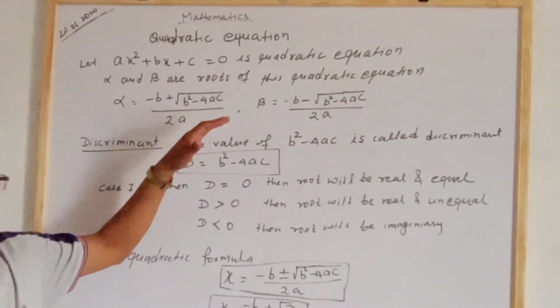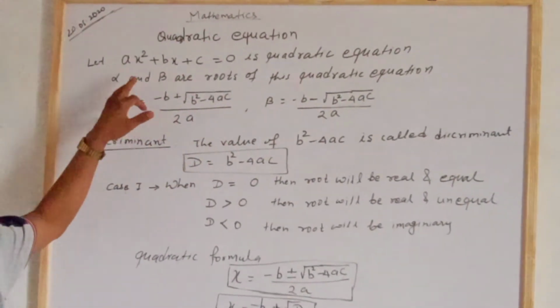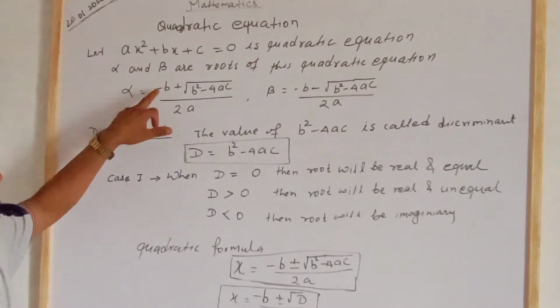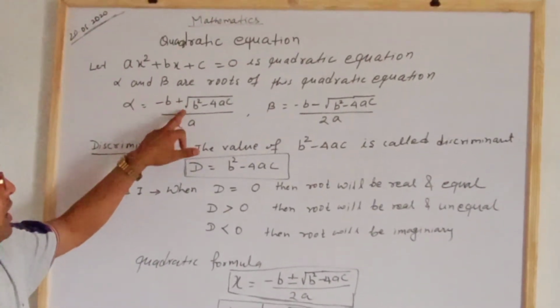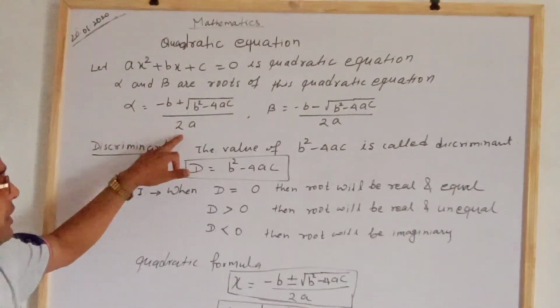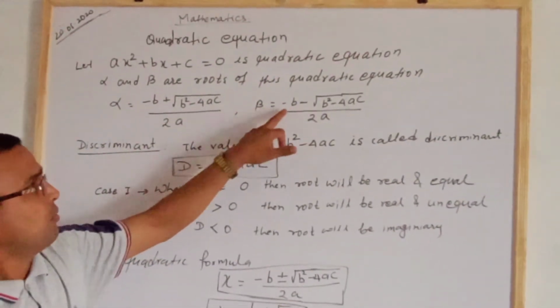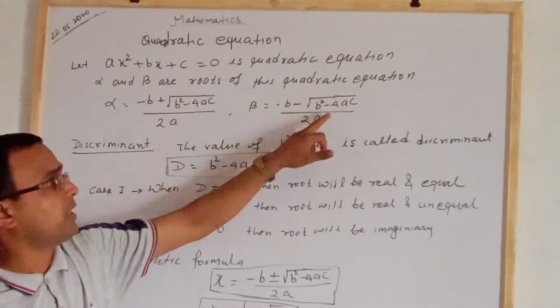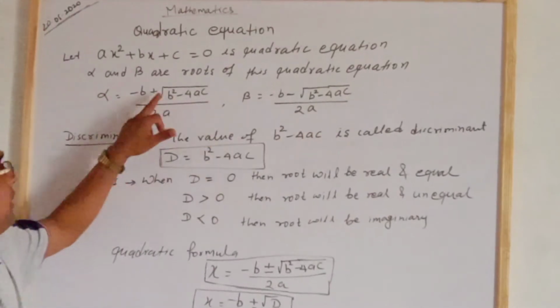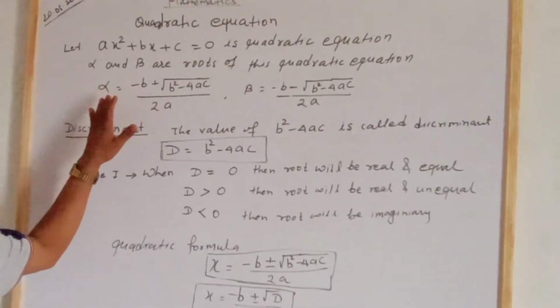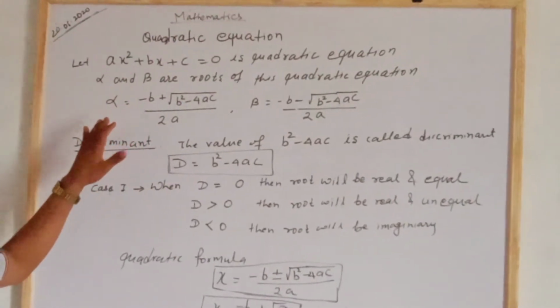Then according to the quadratic formula, alpha will be (-b + √(b² - 4ac)) / 2a, and beta equals (-b - √(b² - 4ac)) / 2a. Here is plus and here is minus. These are called the roots of the quadratic equation.